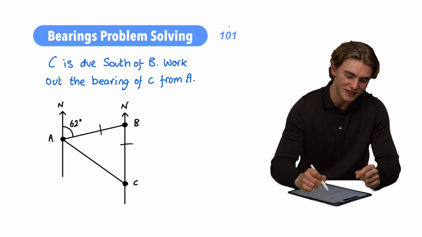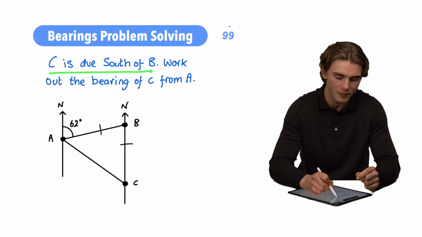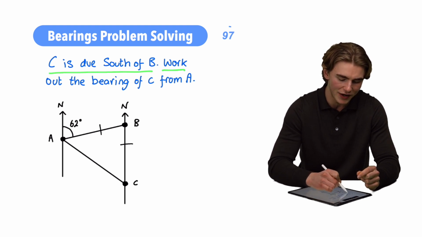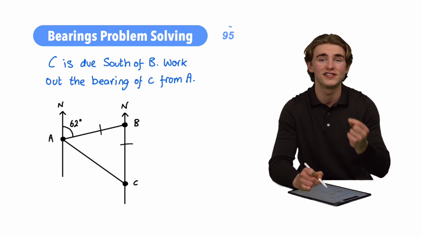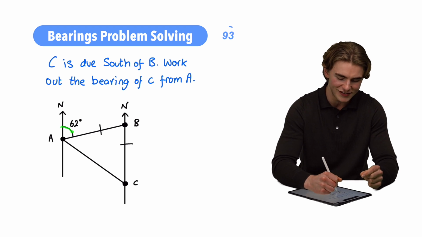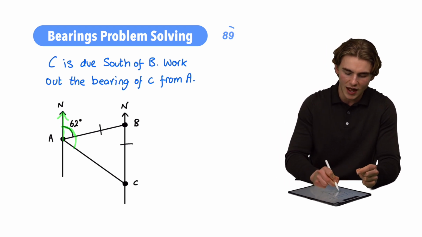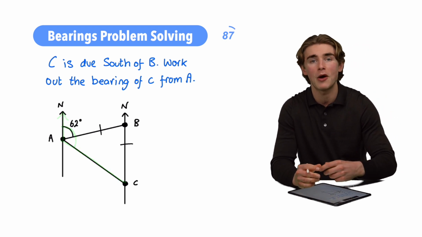Let's have a look. This question says that C is due south of B and then asks us to work out the bearing of C from A. We want the bearing of C from A, so we're going to want this angle here. That is going to be the line which connects the north line from A to the line which connects A to C. Now, what are we going to do?